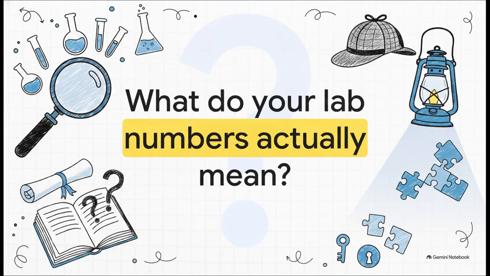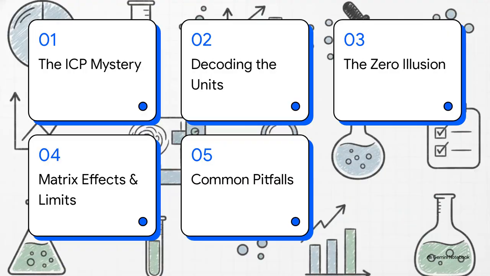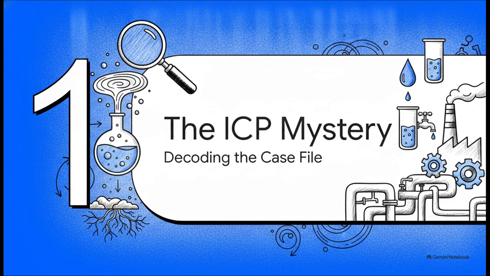See, a single number doesn't tell the whole story. It just tells you how the instrument reacted to your sample under a very specific set of conditions. Our job today is to learn how to read between those lines. To decode these clues, here is our investigator's checklist. We're going to cover the ICP mystery, decoding the units, the zero illusion, matrix effects and limits, and finally, common testing pitfalls.